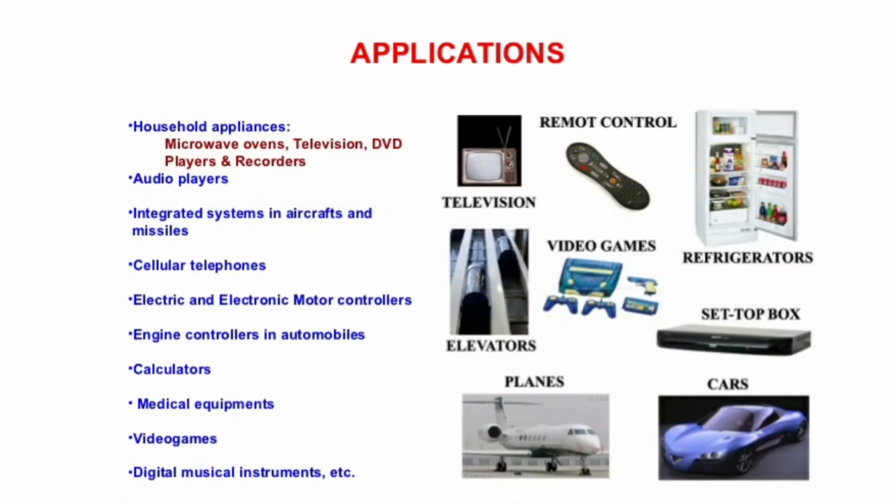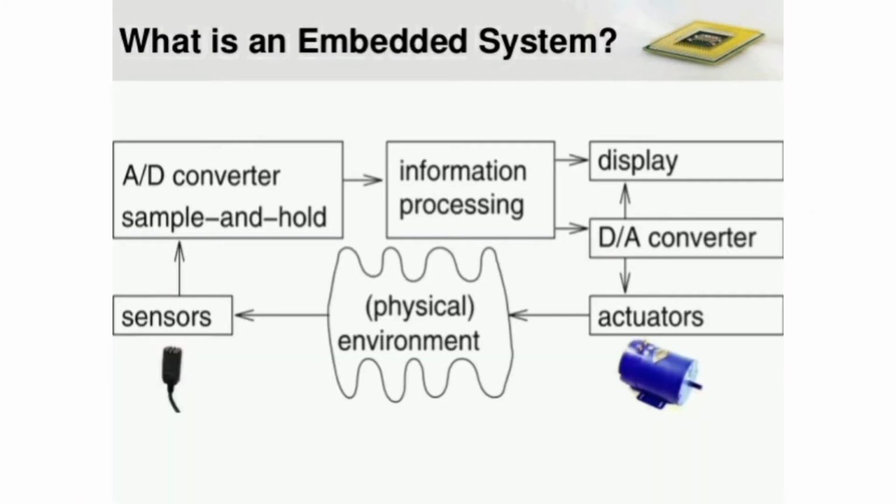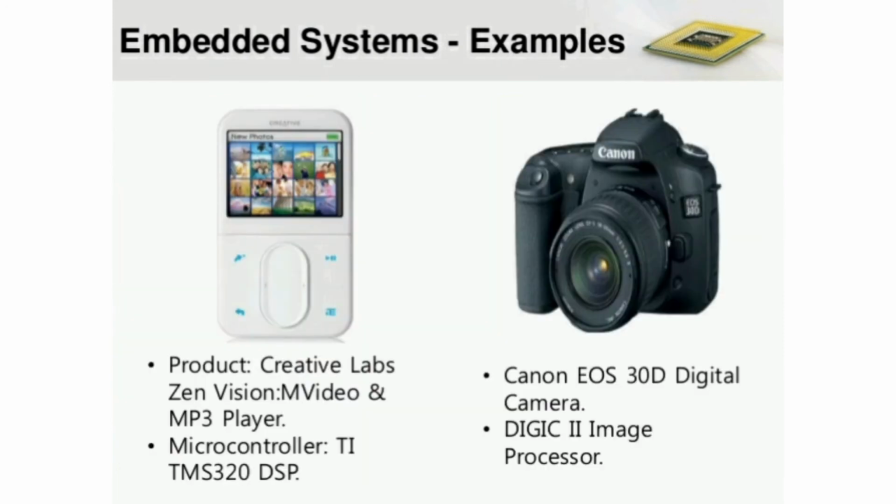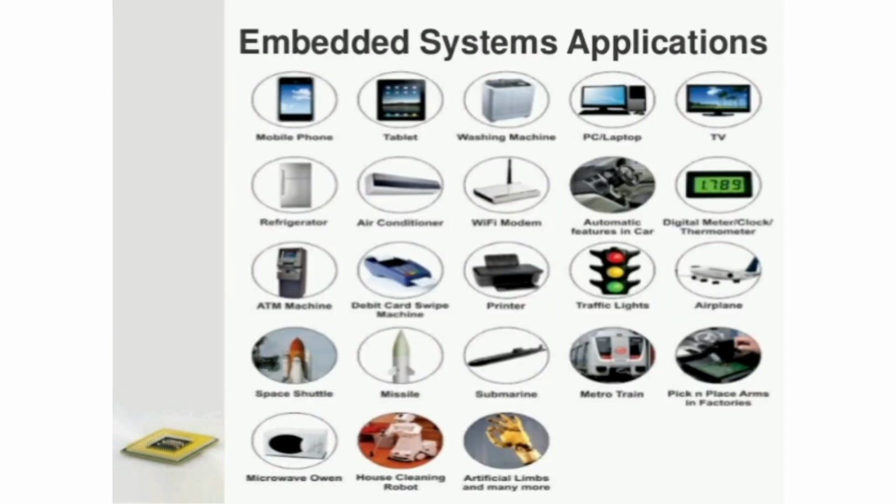Here are some of the applications of embedded systems. Embedded systems are used in household applications, video games, calculators, medical equipment, electrical and electronic motor controllers, cellular telephones, digital music instruments, etc. Here is a diagram that shows what an embedded system is. Here are some of the other examples of embedded systems, and some day-to-day applications of embedded systems.